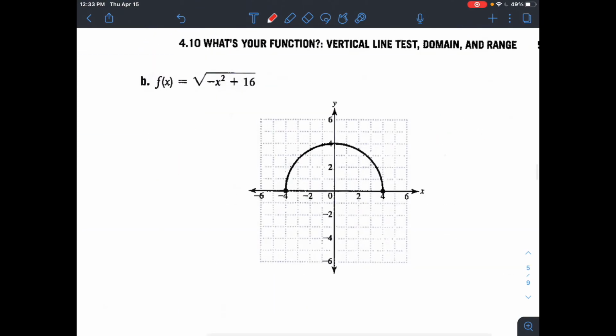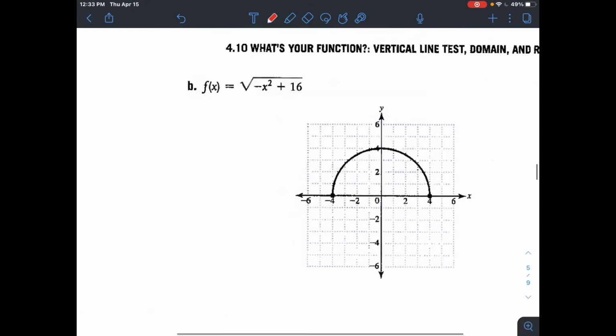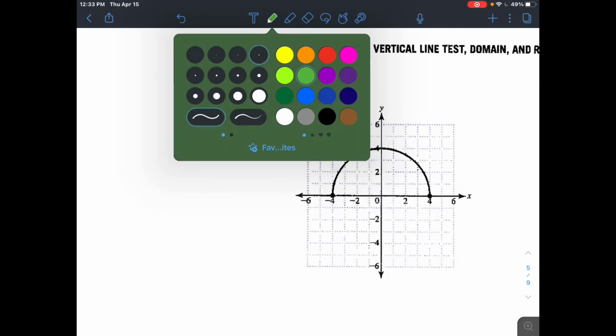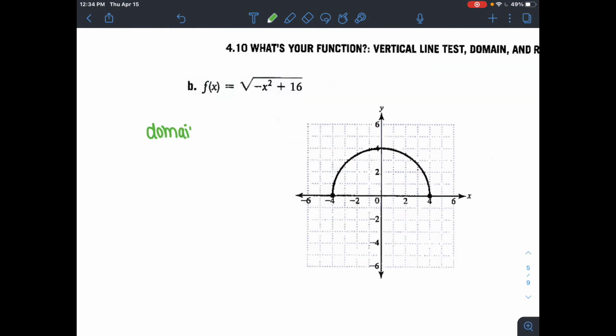Okay, next one. Kind of a half circle here. So we have our function. You can use the function to find your domain and range. Again, I'm going to use the graph because I think that's a little bit easier. So let's start with our domain. Okay, my x values. So from left to right, how far am I going? Well, it looks like my graph doesn't pass this point. We do have a closed circle here. And we go to the right over here and have another closed circle there.